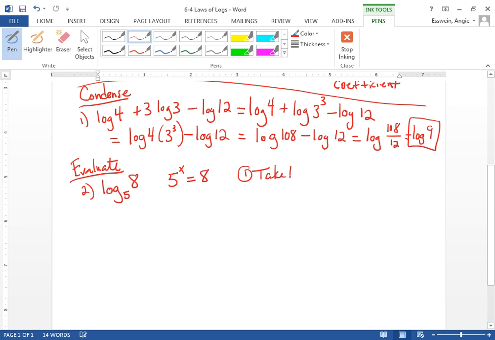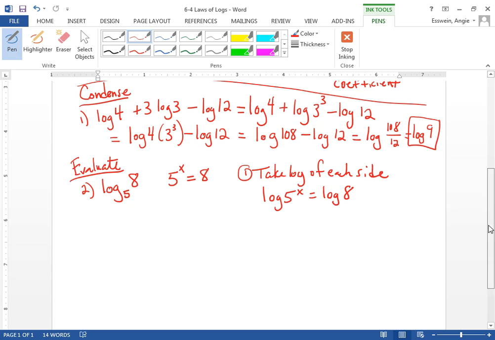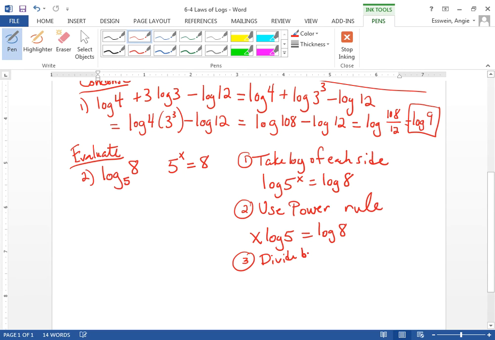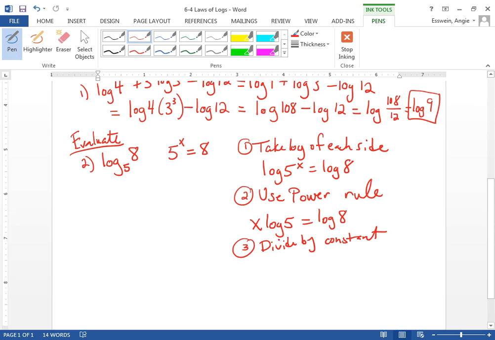So step 1, take the log of each side. So it'd be log 5 to the x equals log 8. And step 2 is you use the power rule that I just taught you to bring the exponent down. So instead of log 5 to the x power, it becomes x log 5 equals log 8. And then step 3 is you just divide by the constant like you would in a regular equation. Because log 5 you can do on your calculator. There's a button you've been practicing. So if you divide both sides by log 5, you'll have it.